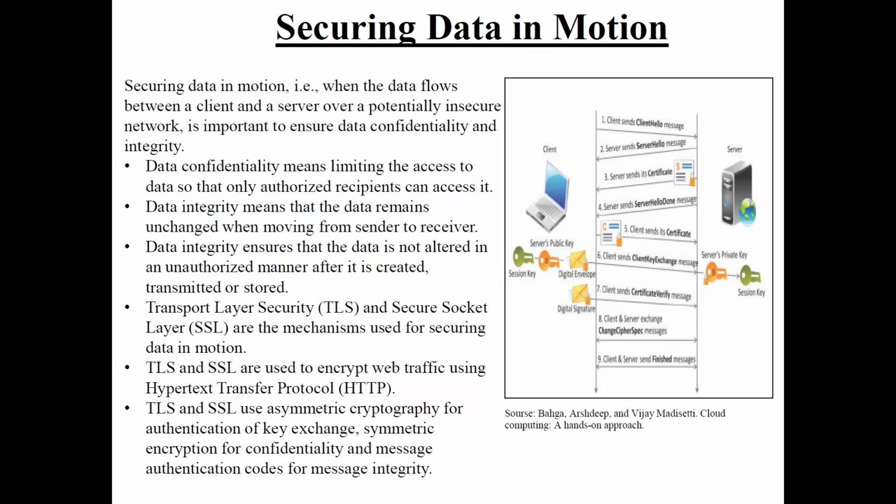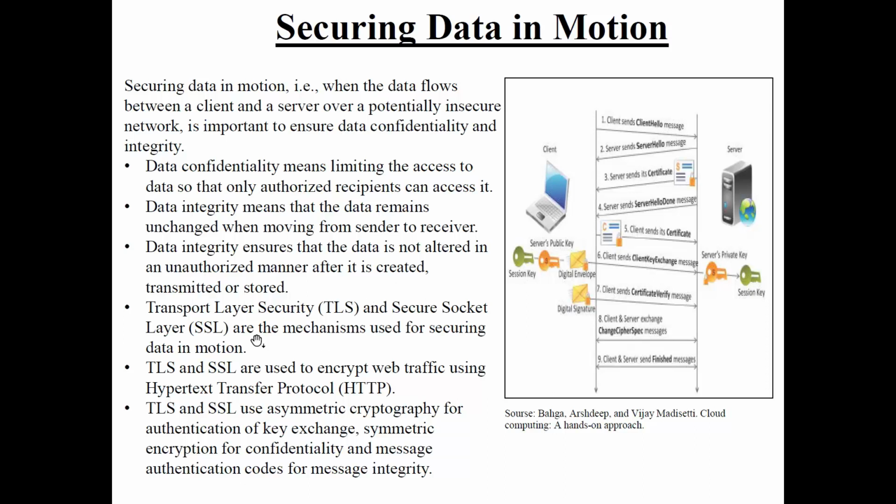Next is securing data in motion. When data flows between client and server over a potentially insecure network, it is very important to maintain the security and the integrity of the data. Confidentiality means limiting the access to data so that only authorized users can access it. Integrity means data remains unchanged when it is in transit from source to destination. Data integrity ensures that data is not altered in an unauthorized manner after it is created or transmitted or stored.